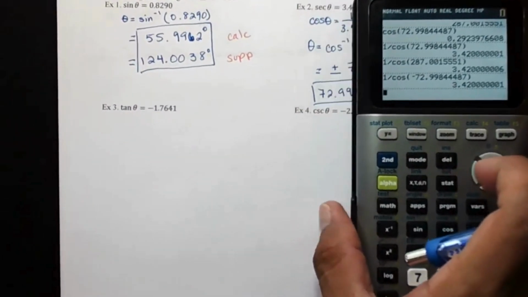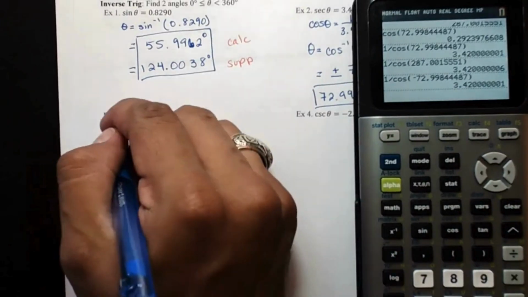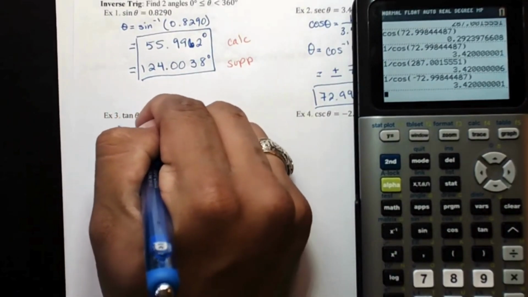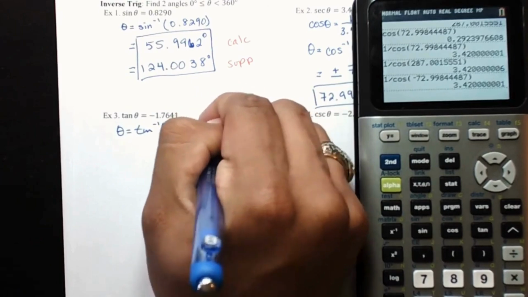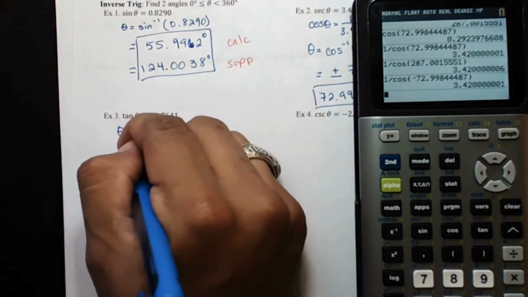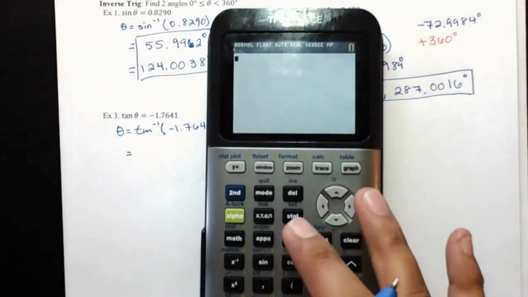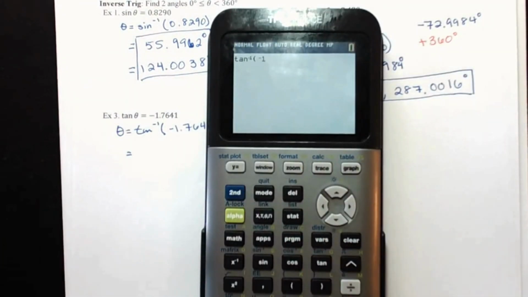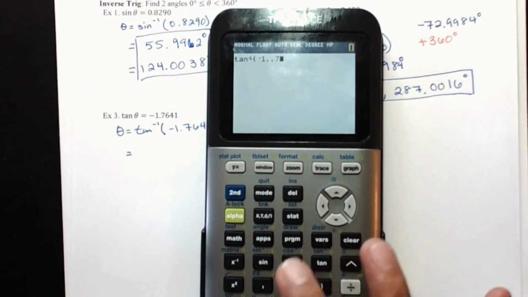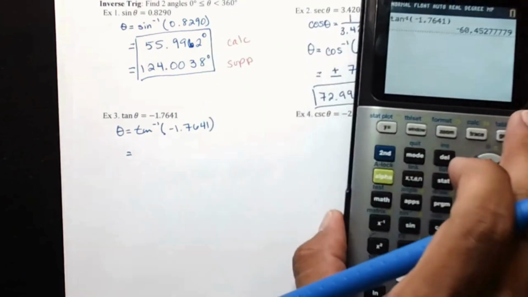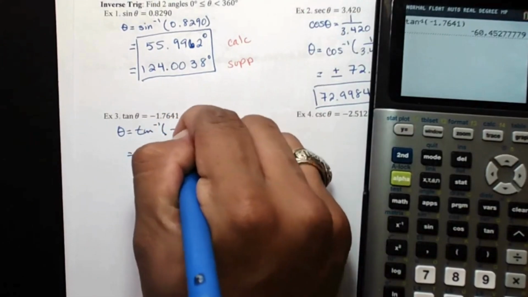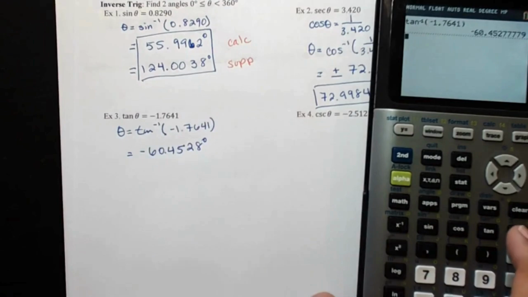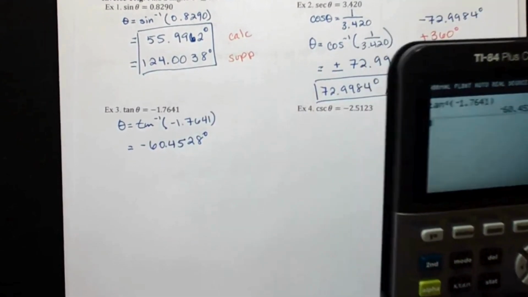All right, same idea. So we have tangent. We actually have a tan inverse button, so I don't have to do any kind of reciprocals. So I'm going to do tan inverse of whatever that ratio is that we gave you. So let's type that into the calculator, and we get our answer. So negative 60.4528 degrees.